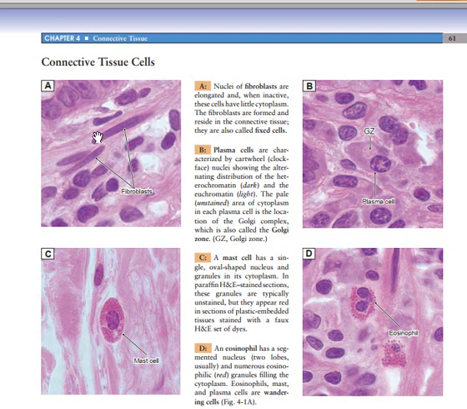They are elongated when they are inactive. These cells have little cytoplasm. So you don't actually see cytoplasm, you mostly have a nucleus and little cytoplasm. Fibroblasts are formed and reside inside the connective tissue. That's why they are called fixed cells. These are fibroblasts here. They can be spindle-shaped, elongated, as you can see here.